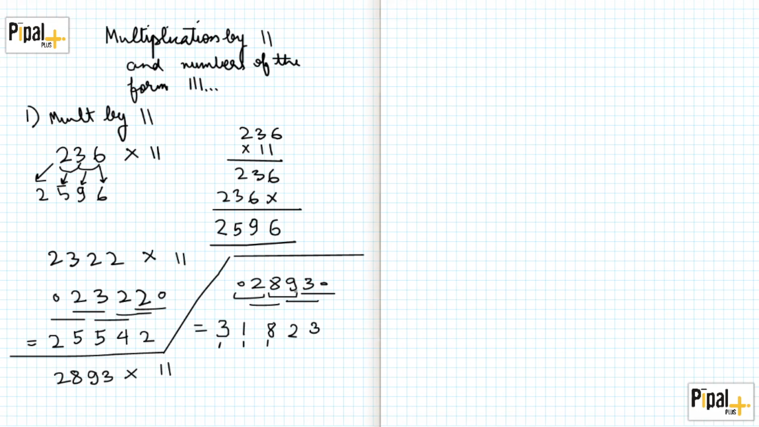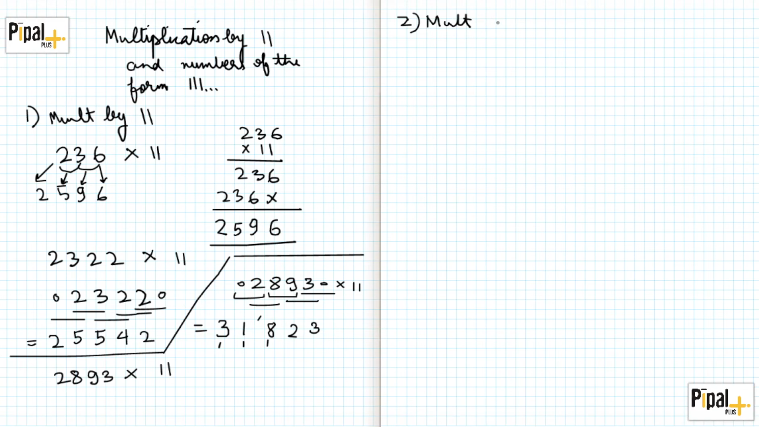So 2893 multiplied by 11 gives me 31,823. Okay, now knowing this methodology, we will use a similar methodology to calculate products by numbers which are formed by all ones, right? Numbers greater than 11.